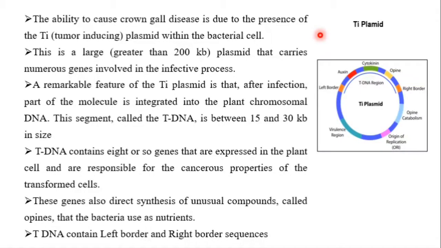One of the remarkable features of this Ti plasmid is that it contains a portion called T-DNA, which will transfer into the host chromosome, that means the plant chromosome, when Agrobacterium infects the plant cell. That means when bacteria infect the plant cell, a portion of this Ti plasmid will be transferred into the host chromosome, and that transferred part of the DNA is called the T-DNA region, the transfer DNA region, which has a size of 15 to 30 kb.